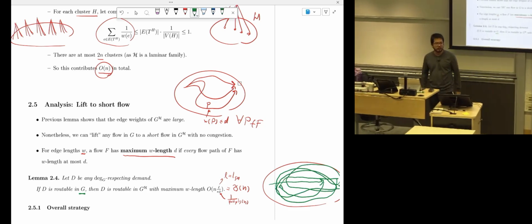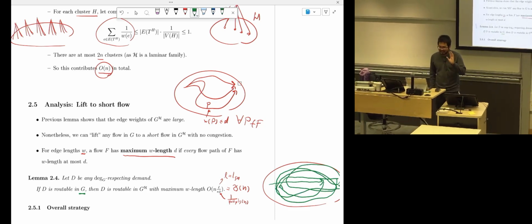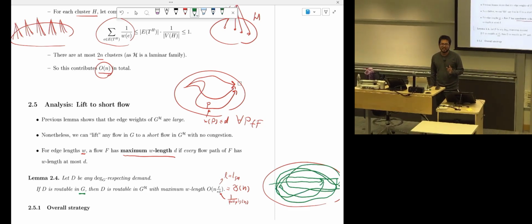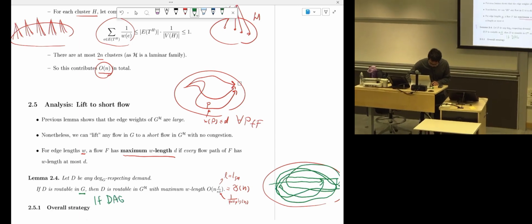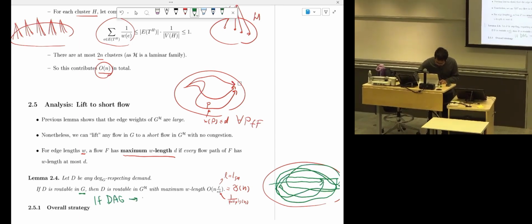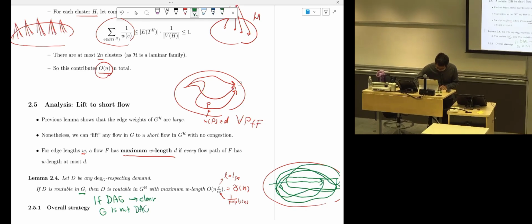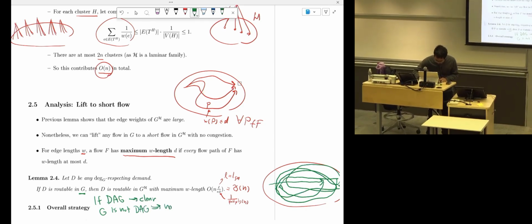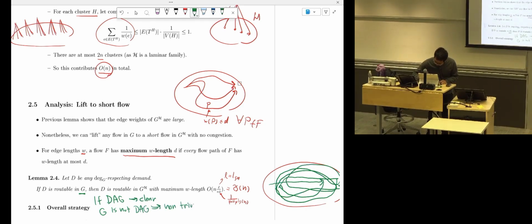Okay, that's what this statement is about. If G is a DAG, it's clear, but G is not a DAG. So this is non-trivial.